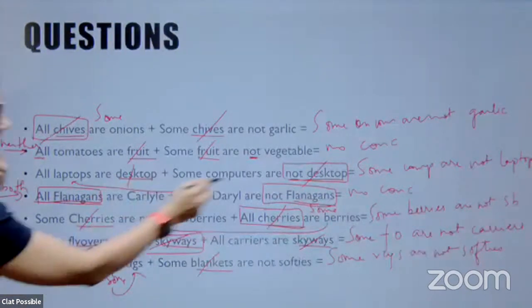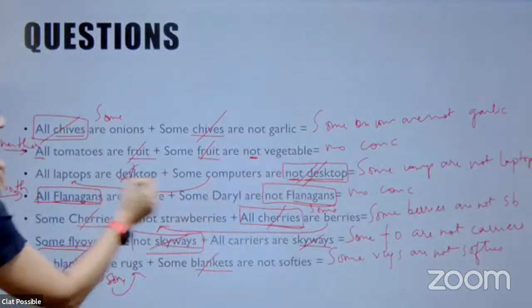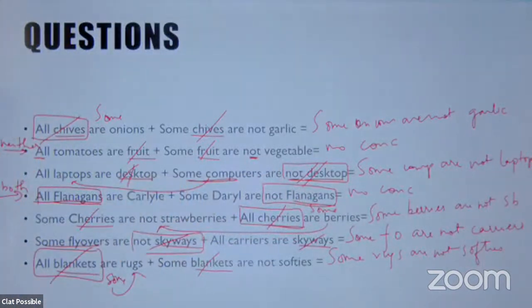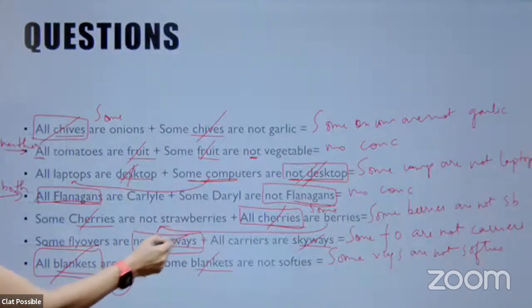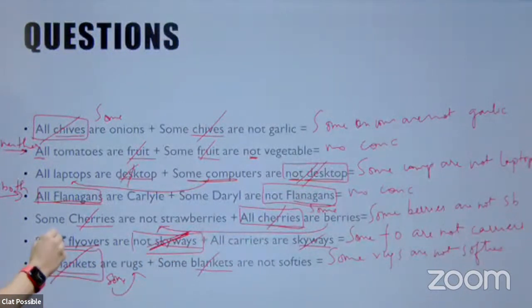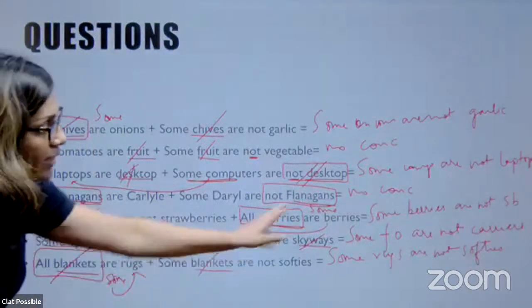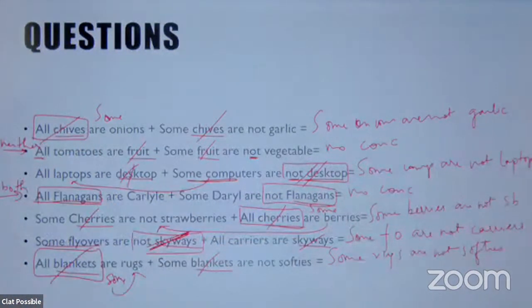Third one, middle term is written with not, I eliminate it. Some remains some computers, all changes to not, some computers are not laptops. Right? Third, fourth, fifth, sixth. Skyways is the middle term. Some flyovers. So middle term, this gets eliminated. Some remain some flyovers. All changes to not are not carriers. Got it?